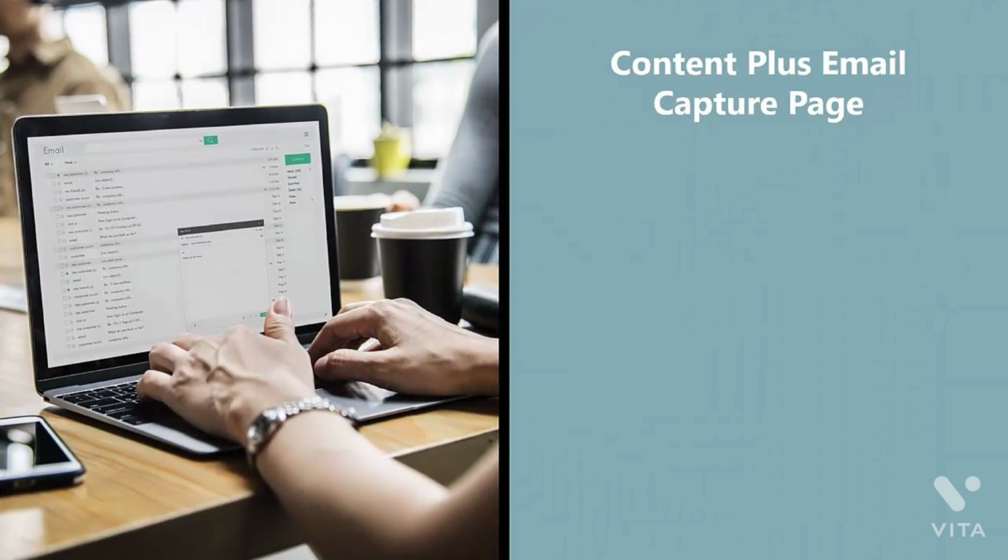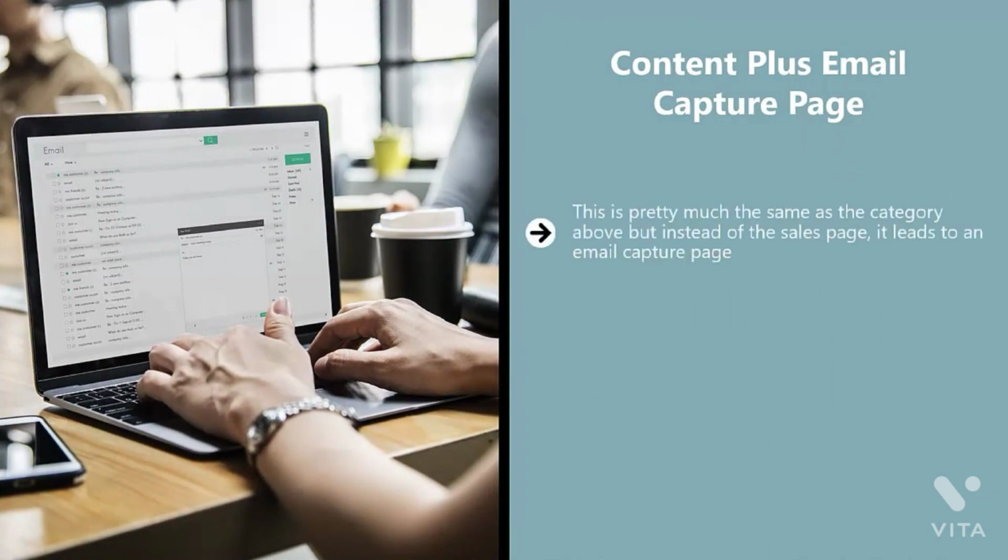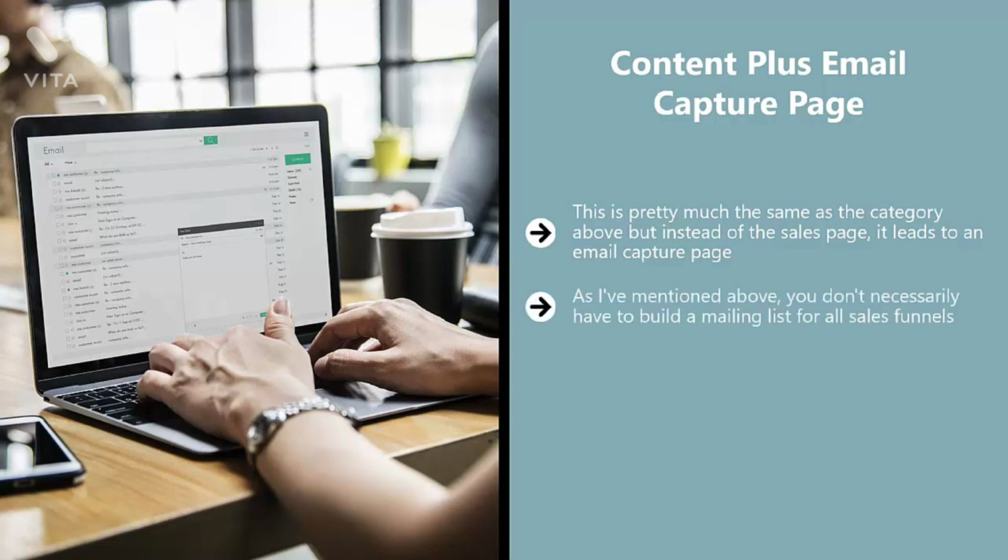Content plus email capture page. This is pretty much the same as the category above, but instead of the sales page, it leads to an email capture page. Your product or service offering also determines your mailing list incentives. As I've mentioned above, you don't necessarily have to build a mailing list for all sales funnels. Forget what other self-proclaimed marketing gurus tell you. Some people would always tell you that you need to build a mailing list. Well, if your product is very specific and it's a one-time use, you can get by with just a sales pitch. You don't necessarily have to get a sales page that's plugged into by a network of content pages. It all depends on both your audience and the product or service you are promoting.